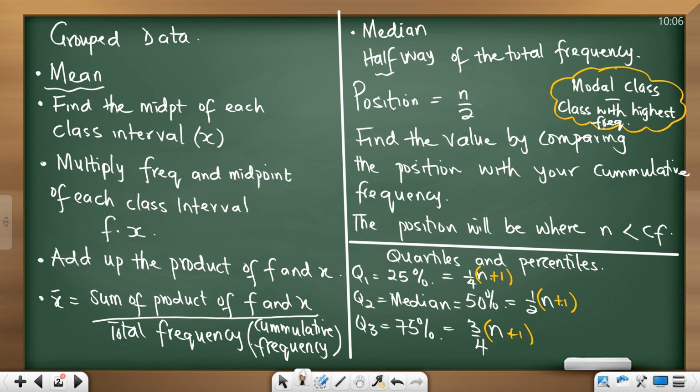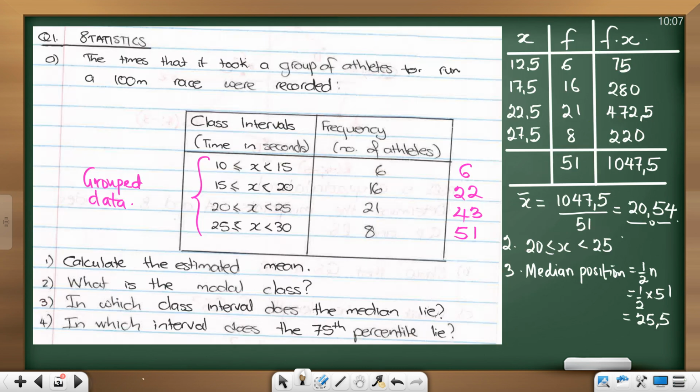Less than cumulative frequency. All right, quickly, let's see how that works. What is my position? 25,5. Okay, is it less than 6? No. Is it less than 22? You see what I'm looking at? I'm not looking at the second one. I'm looking at that cumulative frequency. Less than 22? No. Less than 43? That's where my answer is.